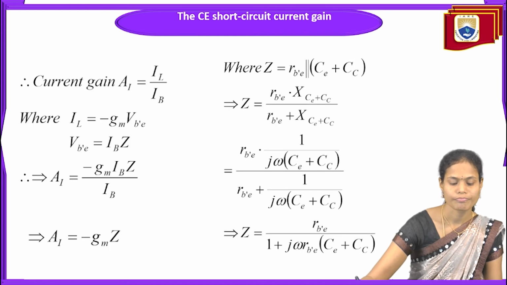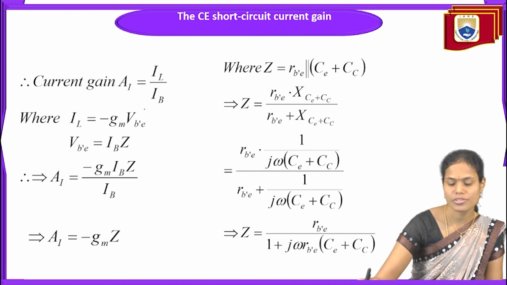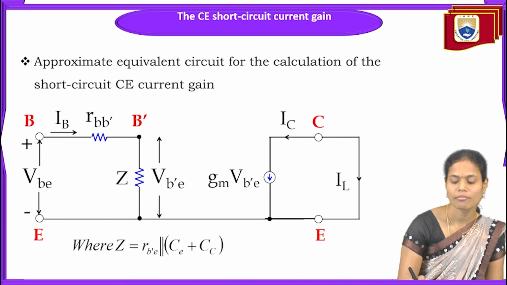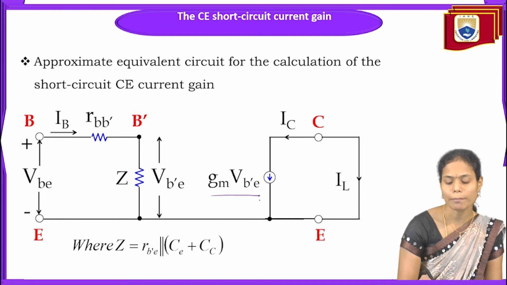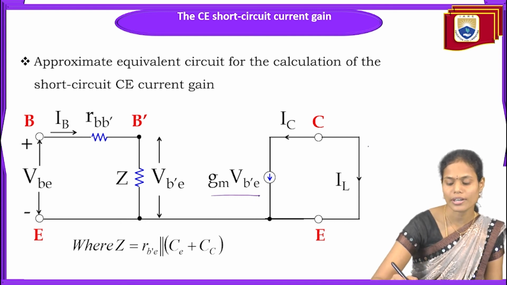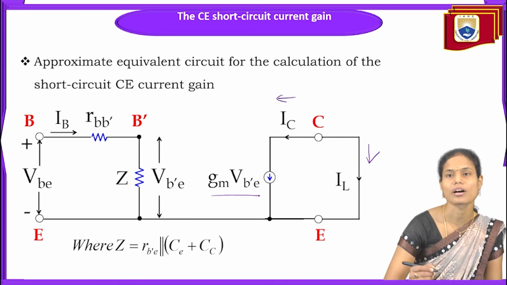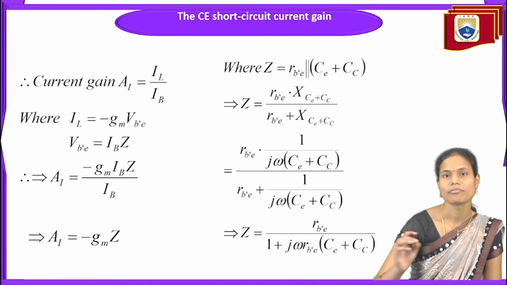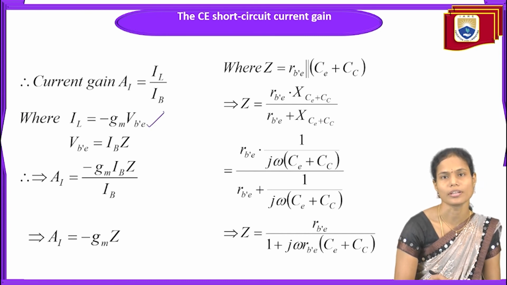So now the current gain is output current by input current, that is load current by base current IB. From the circuit, the IL value we can calculate as minus gm V_b'e. Why minus here? The load current direction is in this direction, but the collector current direction is opposite. So that's why we are taking it as minus gm V_b'e.